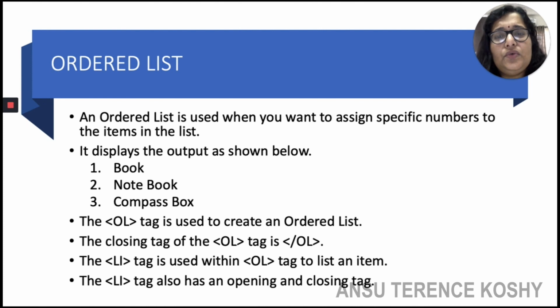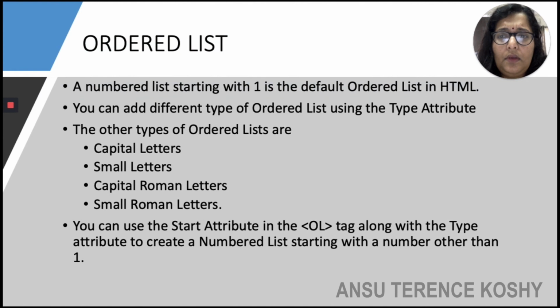The LI tag is used to list the items in the ordered list too. And it has an opening as well as a closing tag. That is, li has to be used as the opening tag and /li should be used as the closing tag. Even if you don't use it also, it's not a problem. It will act as an empty tag too. A numbered list starting with 1 is the default ordered list in HTML. That is, if you make an ordered list, the first number that you need in the list is 1, right? So if you're not giving any particular order in it, it will start with 1.